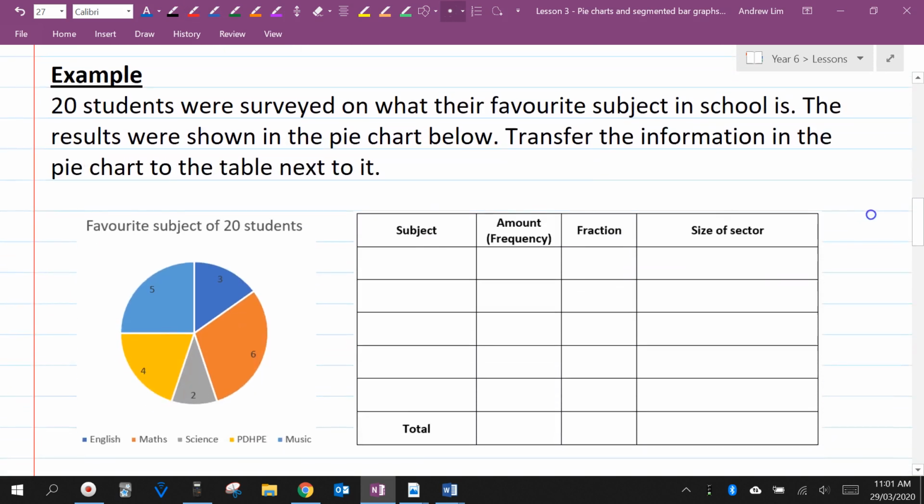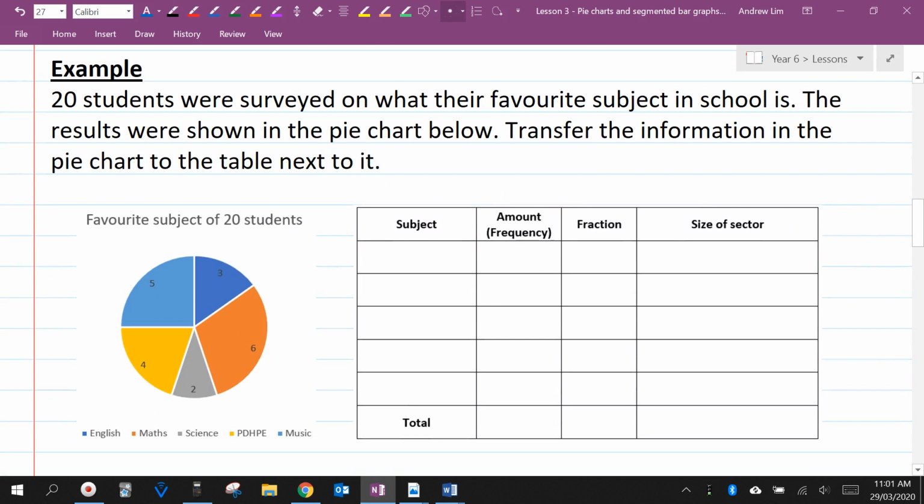Okay, so what I want you to do now is read this example. 20 students were surveyed on what their favorite subject in school is. The results were shown in the pie chart below. Transfer the information in the pie chart to the table next to it. So pause the video, have a go with this yourselves, and when you're finished, check your answers by continuing to play the video.